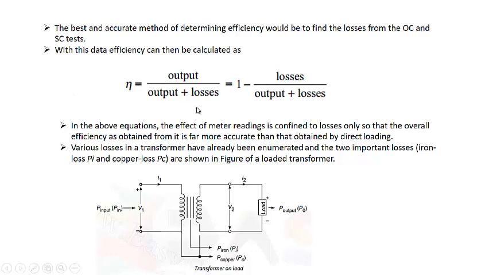Various losses in the transformer have already been discussed. The two important losses, iron losses and copper losses, are shown in this figure. It's a transformer, it is fully loaded. We have iron loss in the core and we have the copper losses in the winding. So this is how the transformer can be modeled. We have input, we subtract the two losses, and then the remaining real power will go to the load.